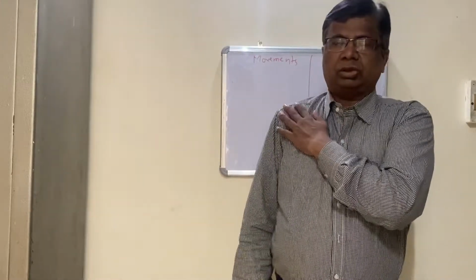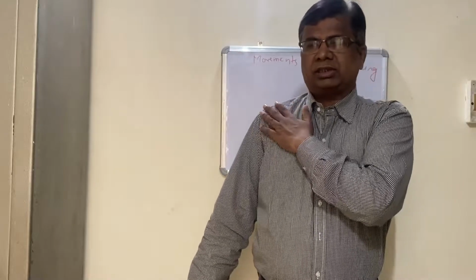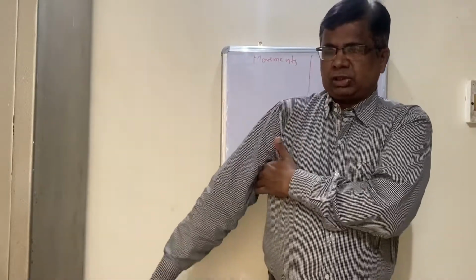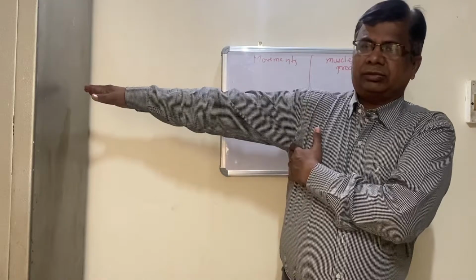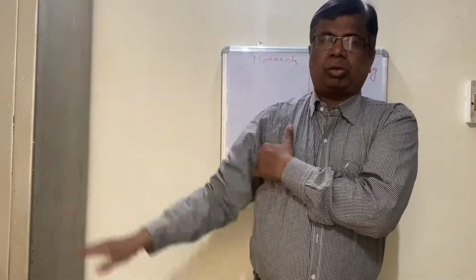Now abduction of the shoulder joint, you have to understand this in degrees. First there is 0 to 15 degrees abduction, then 15 to 90 degrees abduction, and there is overhead abduction of the shoulder joint, or above 90 degrees.